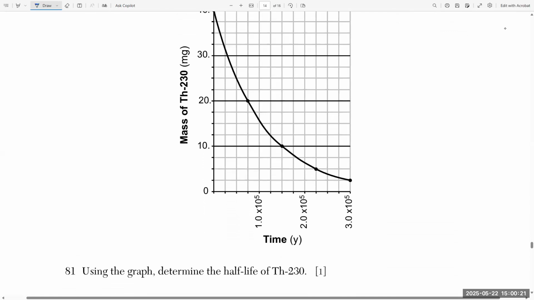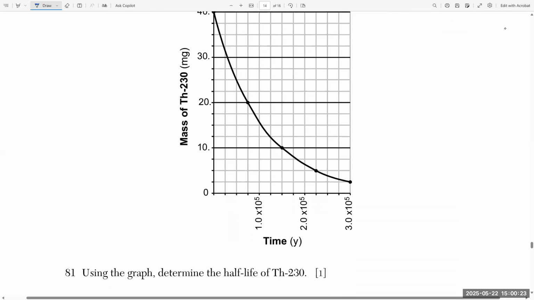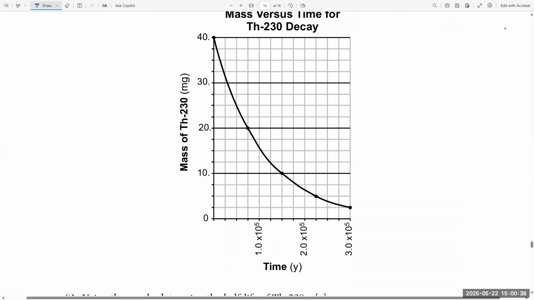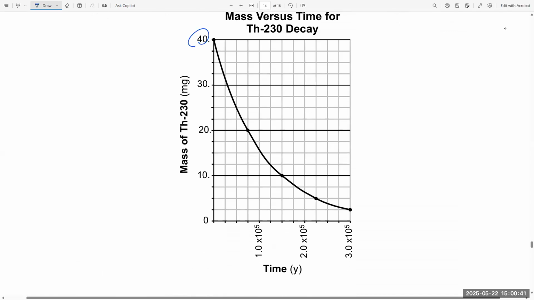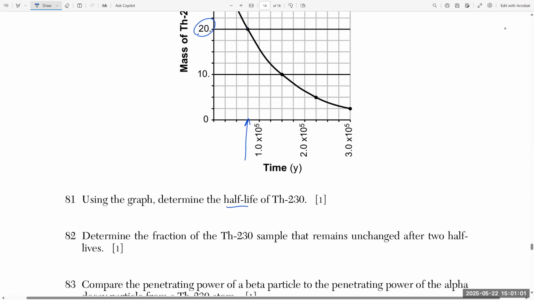So let's go. Using the graph, determine the half-life of Th-230. What is half-life, right? Half-life of the pizza is the time it takes for Justin to finish half of his pizza pie. So you start with so much and you end up with half. We start with 40. Where do you think the half point is? It's going to be 20. If Justin started with 40 slices of pizza and eats half of it, you're left with 20. That is your halfway point. So this is your time, okay? It's that easy. We just have to figure out what this is.